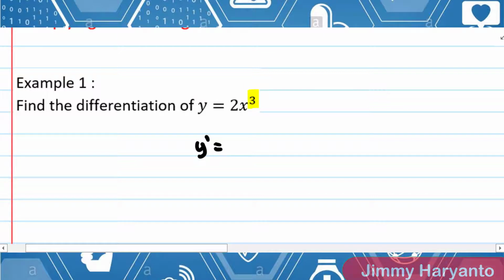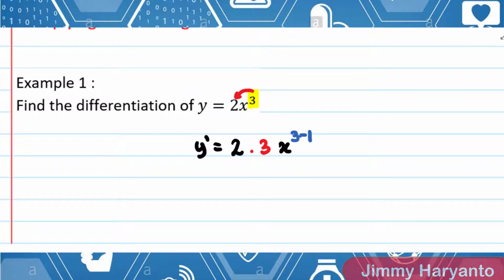What you have to do is write the coefficient, the 2, and then move the power to the front. You will have 3, so you will have 2 times 3, and then you add the variable one more time, and then you only have to subtract the power by 1.